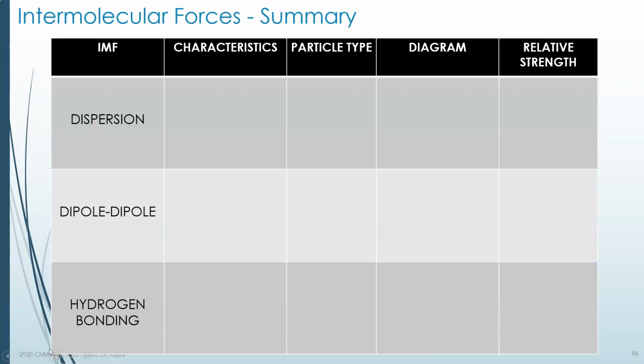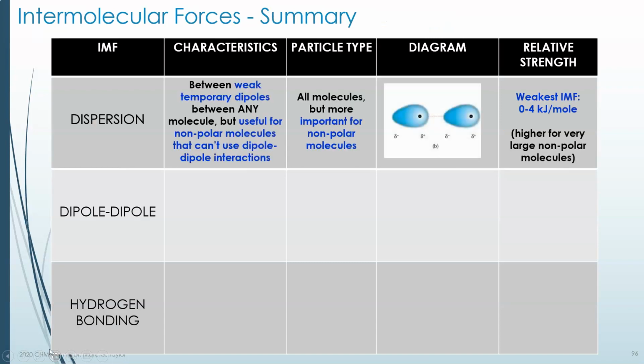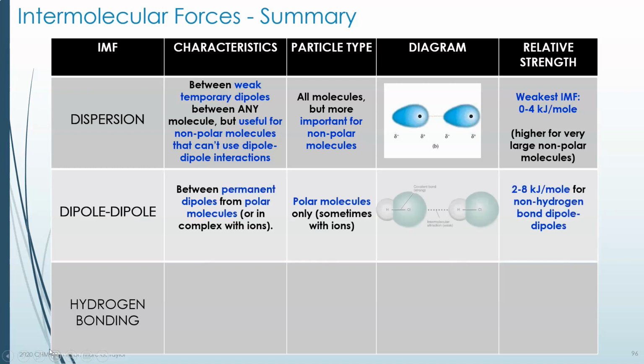So, to review, dispersion forces, these are the weakest of the IMFs. They are between temporary dipoles. They're useful for non-polar molecules that can't use a dipole-dipole interaction, but all molecules can take advantage of them. Dipole-dipoles can only be used between permanent dipoles, that is, between polar molecules. They have to always be polar. One side has to be more electronegative than the other. They can't be symmetrical. And therefore, these interactions are going to be stronger because they're always there, they're always available, and the energy is a little bit higher than the dispersion.